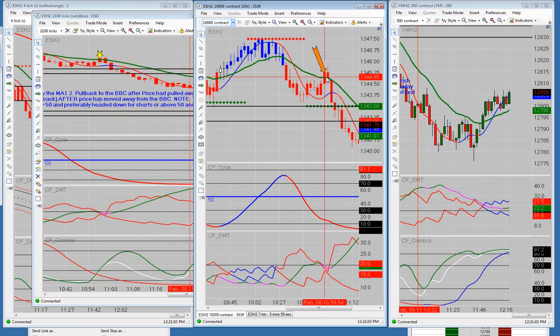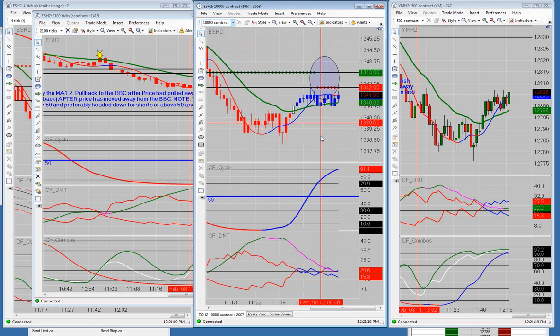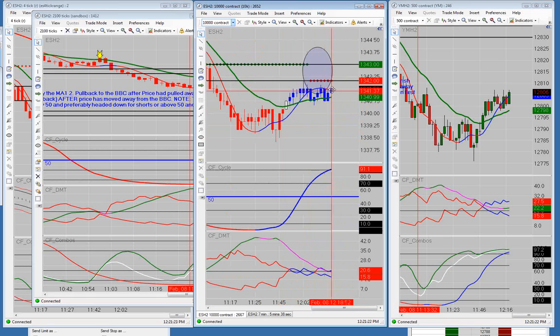The same setup was happening over here on the 10K. We were looking for basically the same thing. We had a bearish cross under the BBC by the MA1, a pullback up to the BBC for an entry there, and that just dropped right down through support, through the weekly trading zone, and now it's below the weekly trading zone here.